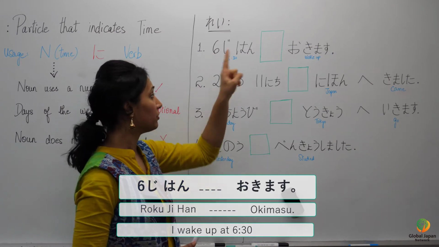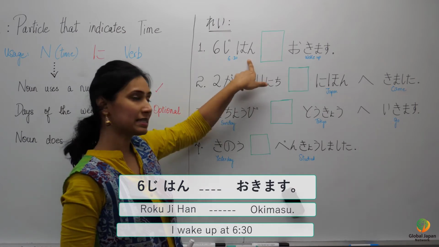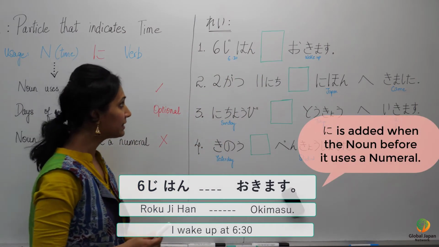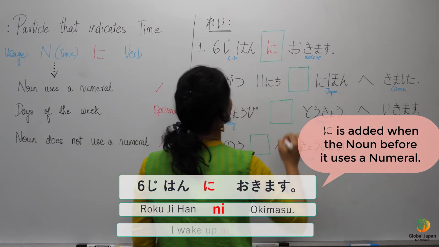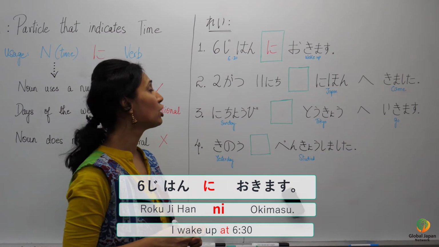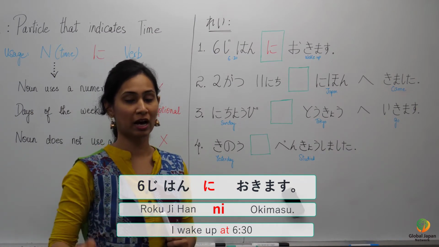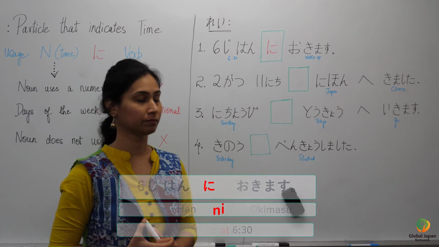Ni should be written immediately after the time. This time is in terms of numbers. Hence, it should be followed by the particle ni. The sentence would read as Rokuji han ni okimasu. Rokuji han ni okimasu. I wake up at 6:30.